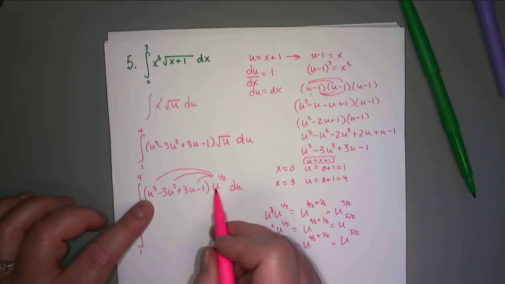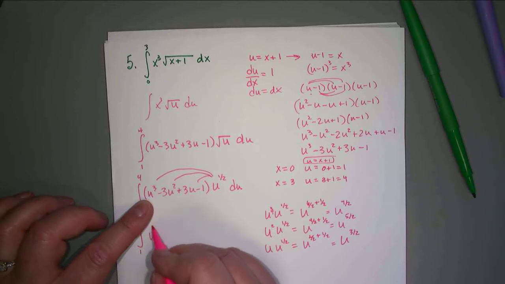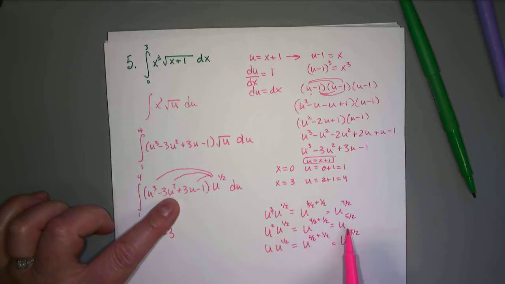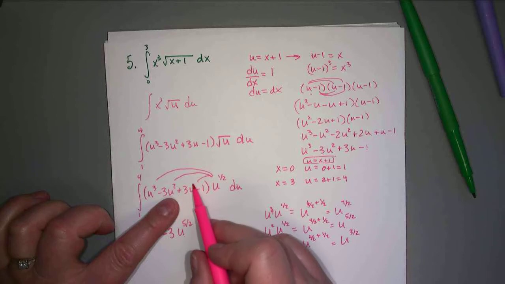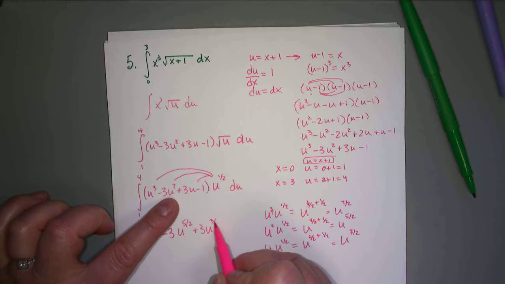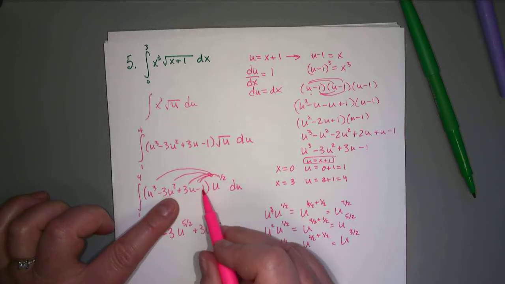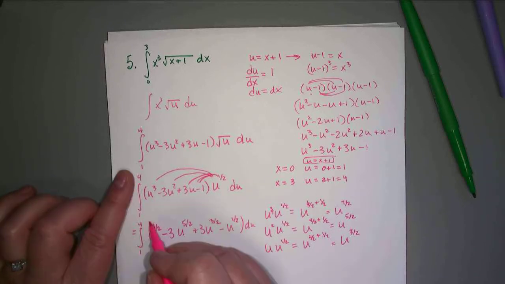Okay, so this times this, we did it off to the side, was u to the 7 over 2. Here will be minus 3, u squared times u to the half. So u to the 5 over 2. This third one, plus 3, u, add the exponents, so 3 over 2. And then the last one, minus u to the half. That's 7.